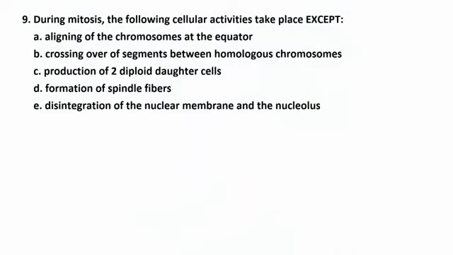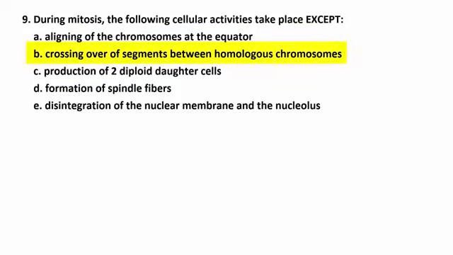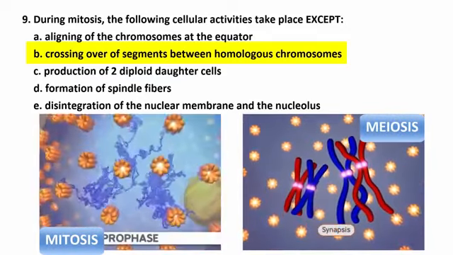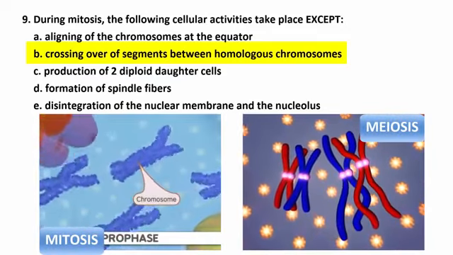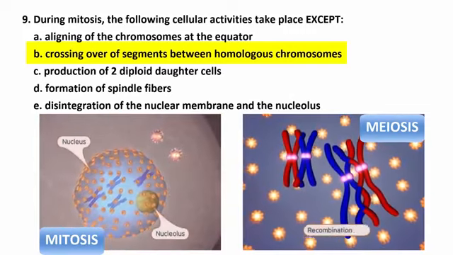Number 9, during mitosis, the following cellular activities take place, except... Mitosis is also one of the most studied topics in biology as well as meiosis. And it is clear that crossing over is a thing in meiosis, that process that forms your recombinant chromosomes.